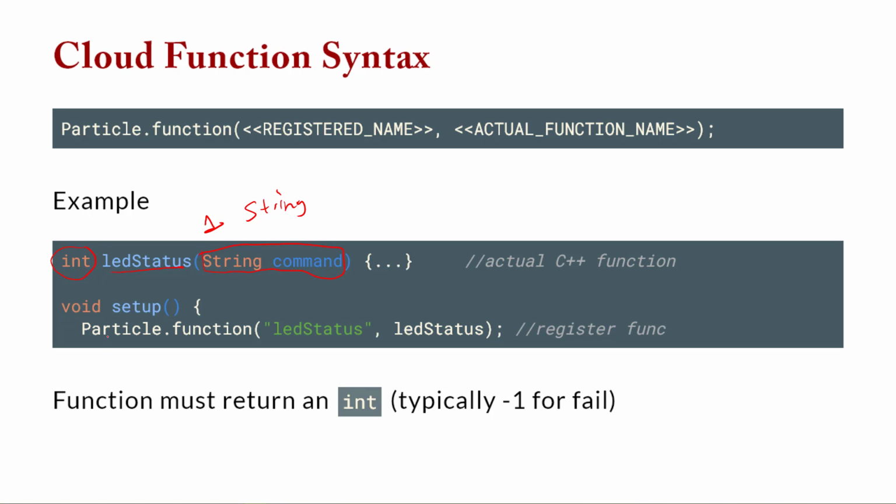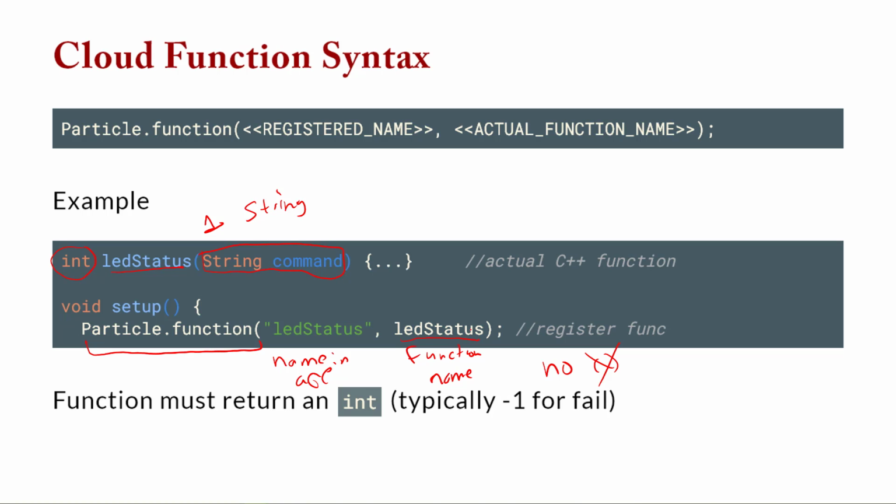The new part is you simply say particle.function. And kind of the same drill as before. We say, here's the name in the app. And then here is the actual function name. And the one thing to note here is there are no parentheses. Okay? You just put the name of the function. So it just says LED status, not LED status parentheses. Okay? And that's it. That's entirely it.